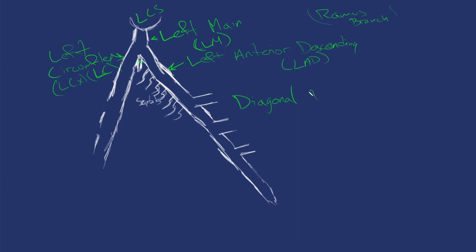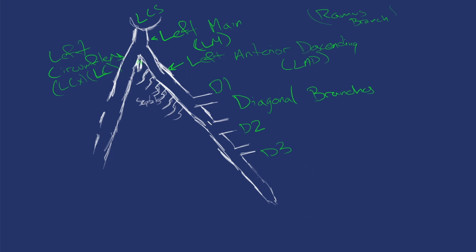Diagonal branches. And these are denoted in number. Okay, and it starts from the most proximal portion here. So this one here would be diagonal 1 or D1. This would be D2, D3, vice versa going down.